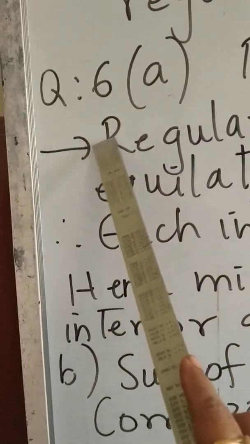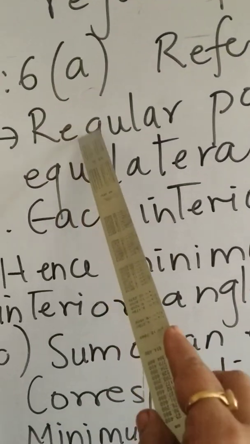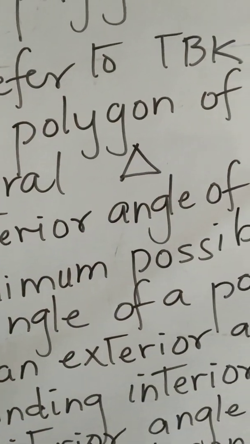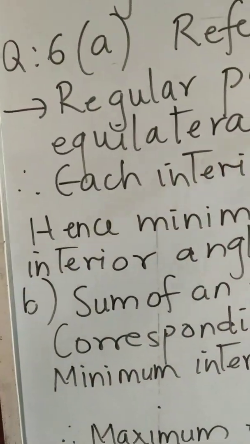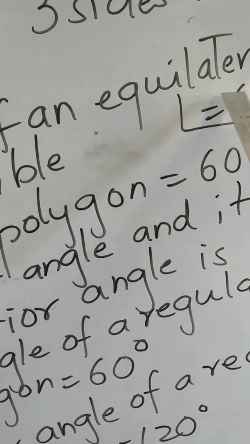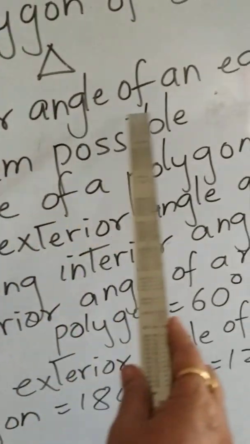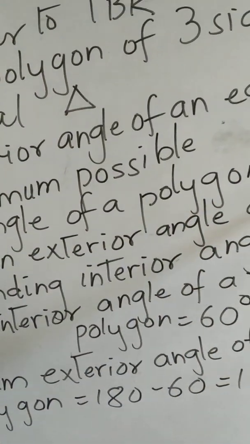Clear? Now question number 6a. Please refer to the textbook. It says that a regular polygon of 3 sides is an equilateral triangle. So each angle will be how much? Equilateral, all the angles are the same. 60 degrees. Okay. Hence the minimum possible interior angle of a polygon is 60 degrees.